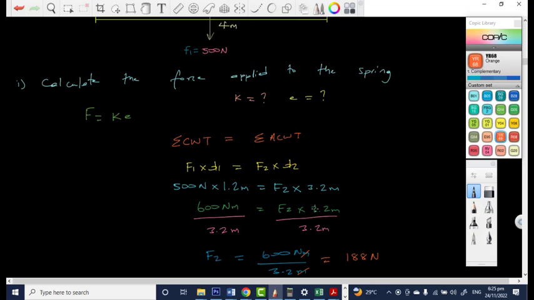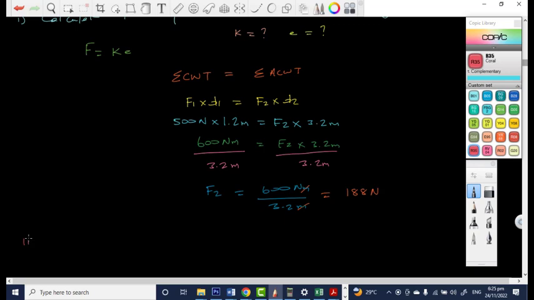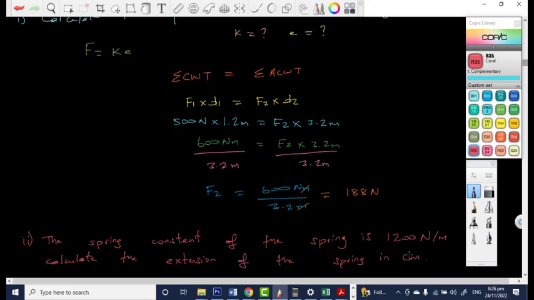Now, let's say I add a second question. Let us say the spring constant of the spring is, could somebody give me a value? 1.2. So let's say I use 1200 newtons per meter. That's the spring constant. Calculate the extension of the spring, let's say in centimeters. Just a little challenge at the end right here.